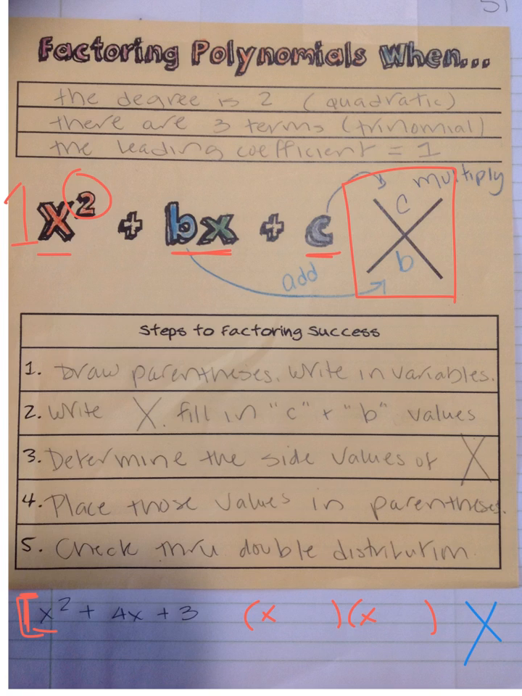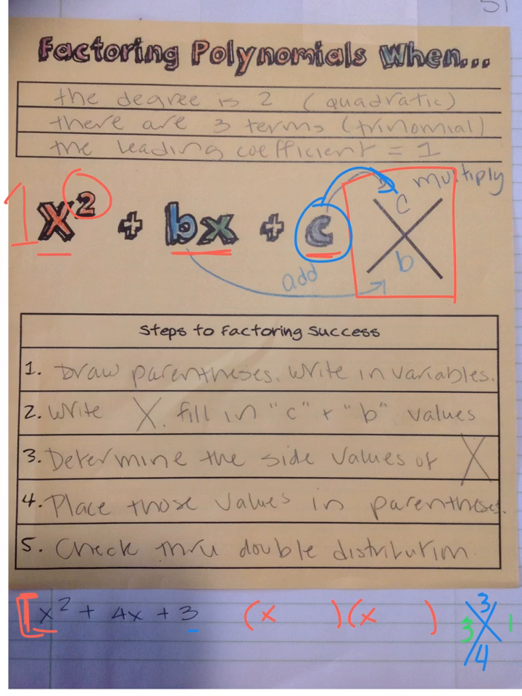So remember, the c value is what you're going to get for multiplication, so that would be the 3. And then the b value is the 4 down at the bottom. So now we are going to determine the side values of this x. What numbers multiply to get me to 3 that add to get me to 4? That would be 3 and 1. Or 1 and 3, it doesn't matter.